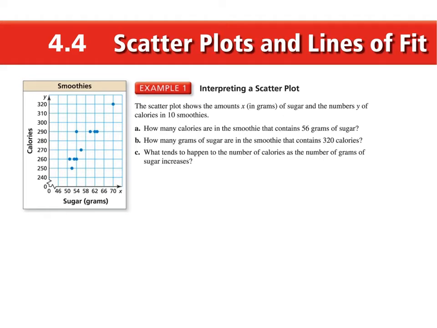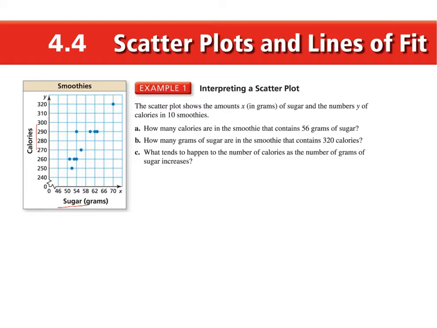All right, for 4.4, we're talking about scatter plots and lines of fit. What is a scatter plot? It's simply two sets of data put together on a coordinate grid. In this case, the two sets of data we have are calories and grams of sugar. For example 1, a scatter plot shows the amount x in grams of sugar and the number y of calories in 10 smoothies.